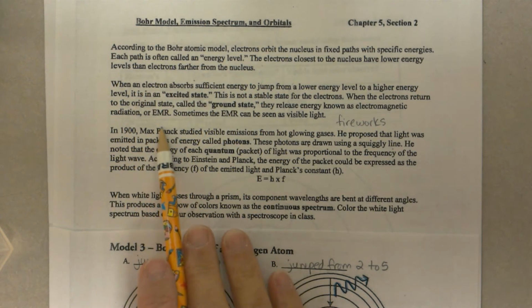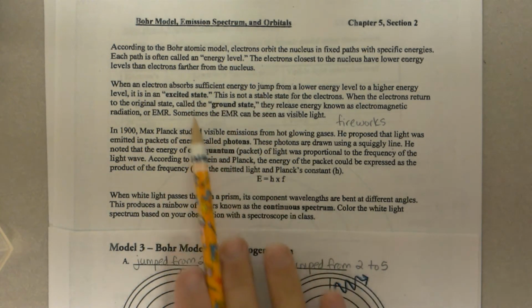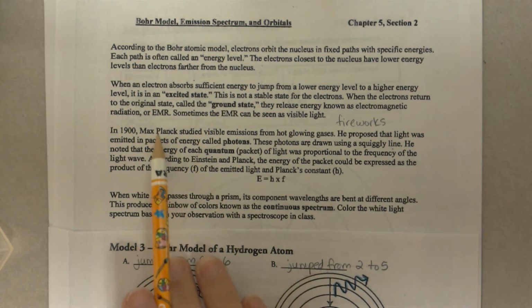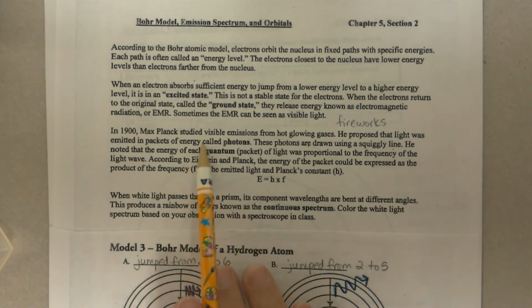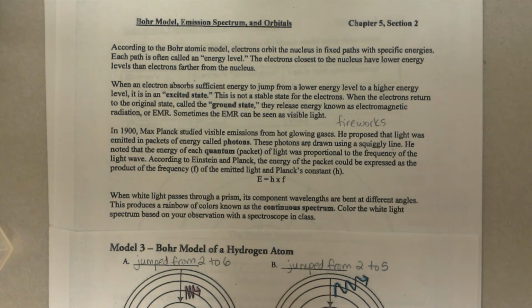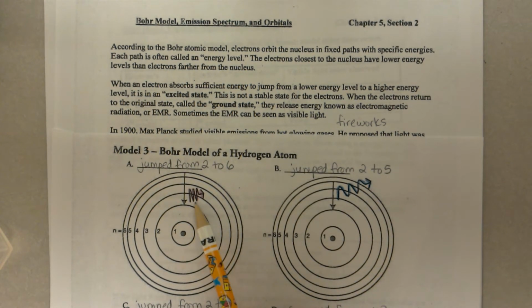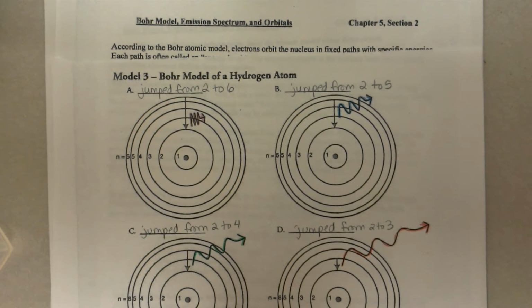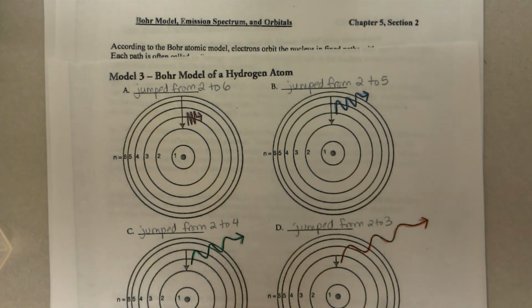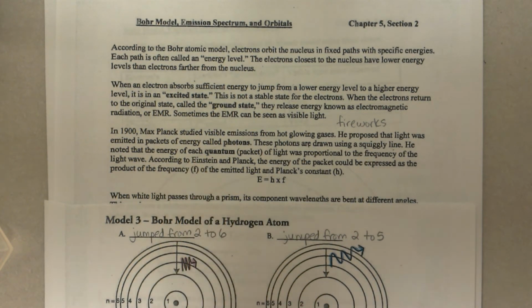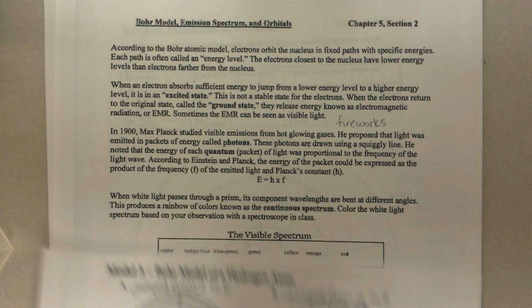So Max Planck is the one who said that light doesn't only act like energy, because energy has wavelengths and waves and frequencies. He said light also behaves like matter because it actually carries packets of energy called photons. When we draw the photons, we use a squiggly line like this. This is an example of a model of a photon being given off by an electron. Each of these squiggly lines represents a packet of energy, or a quantum of energy. So we'll be looking at that.